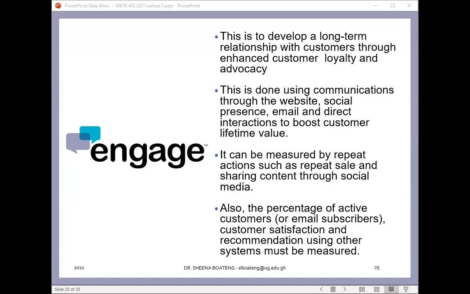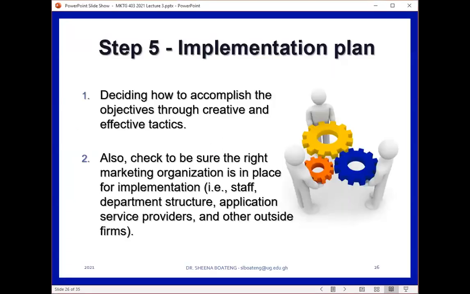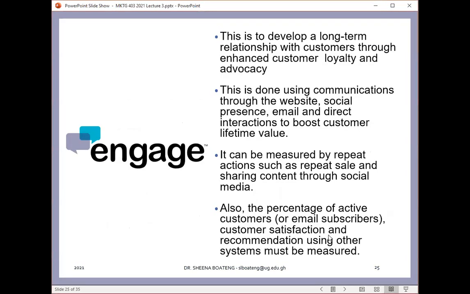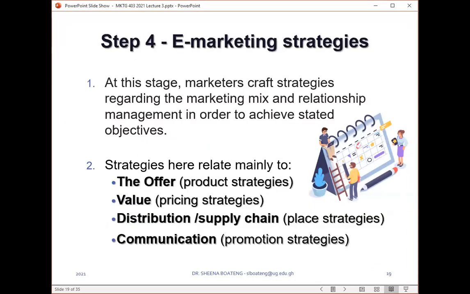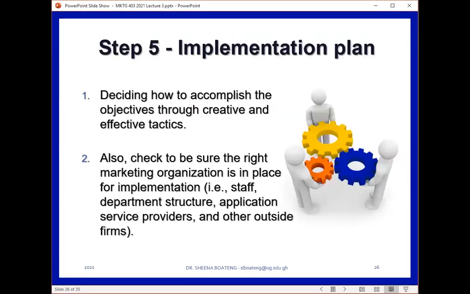into an actual buyer. So that is it for the RACE framework and how it can help us to formulate e-marketing strategy, right? Now, in formulating the strategy and implementing it, apart from the RACE framework, which we have just discussed, we can also talk about the fact that in implementation, you need to be able to know what has to go into each of these stages of the framework.